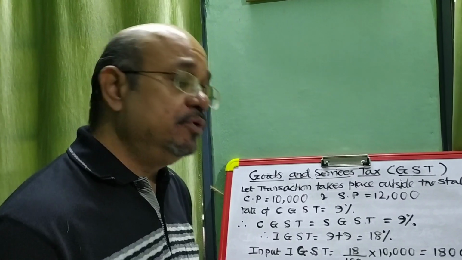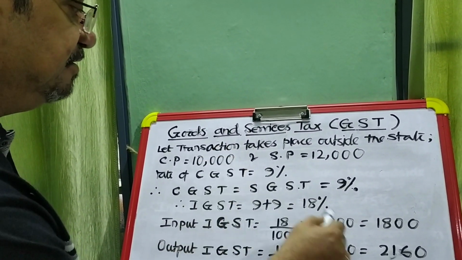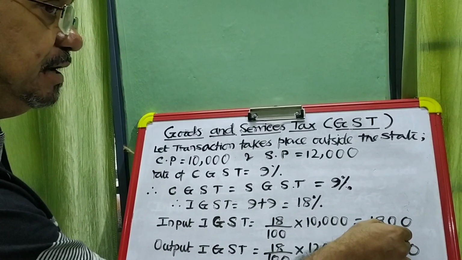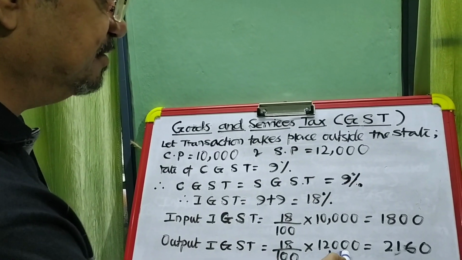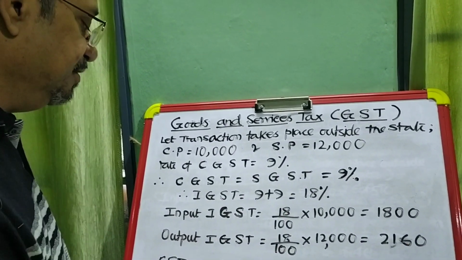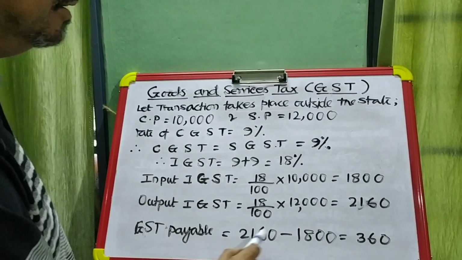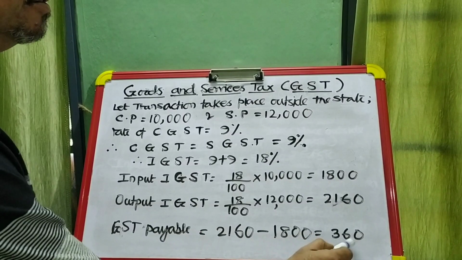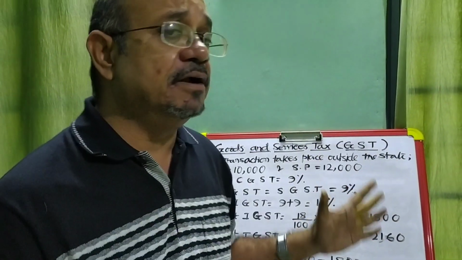So what will be the input GST? Input IGST will be 18% of the CP 10,000, which is equal to 1800 rupees. Output IGST will be 18% of 12,000, which is equal to 2160. And the GST payable is the difference of these two, 2160 minus 1800, which is equal to 360 rupees. So these are the basic understandings on the computation of GST. Now you have to do more problems to understand and master this topic.